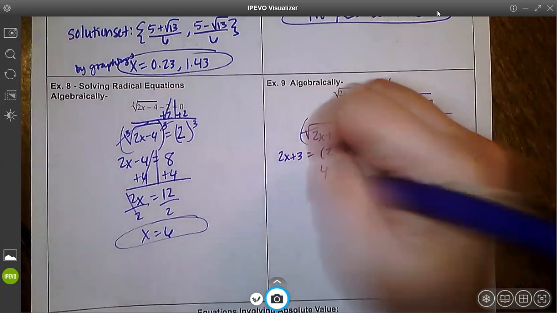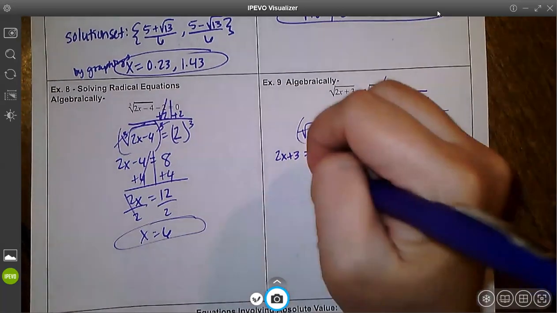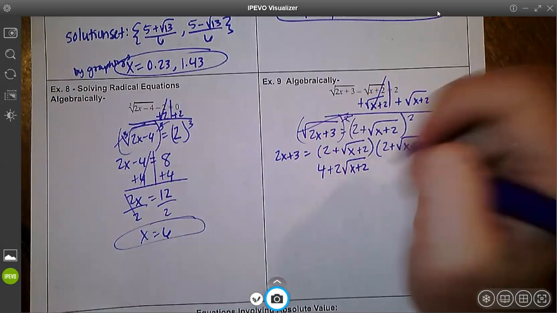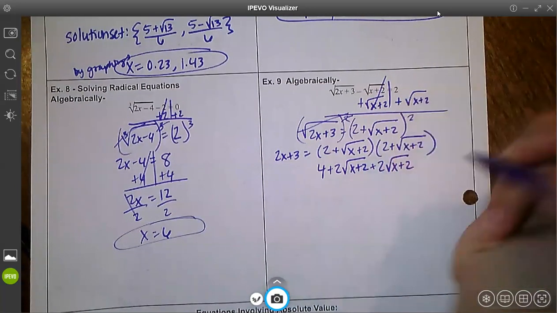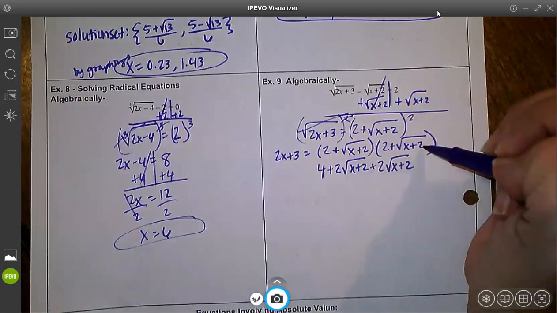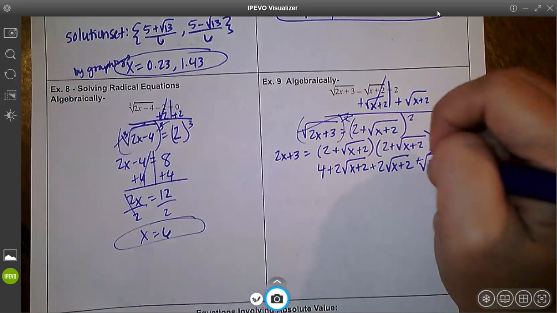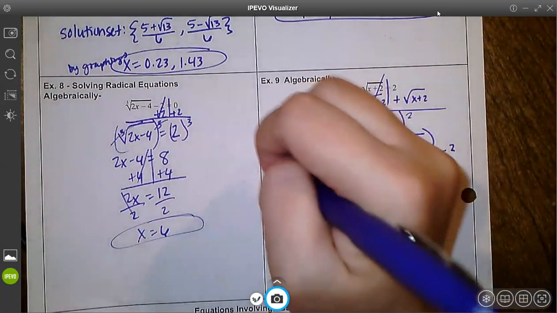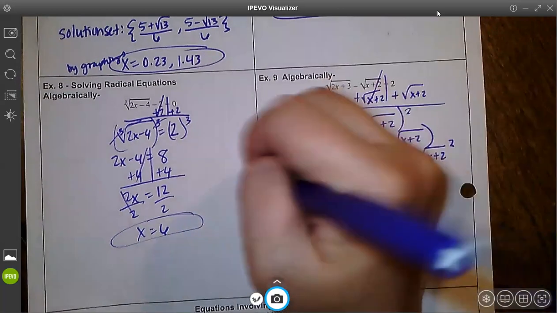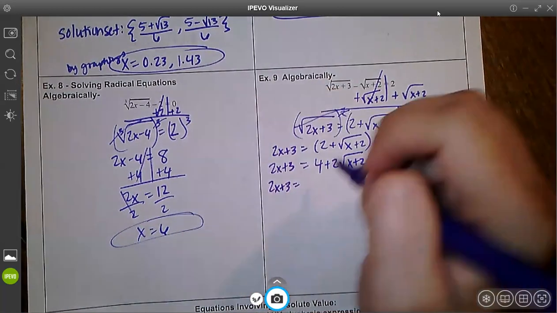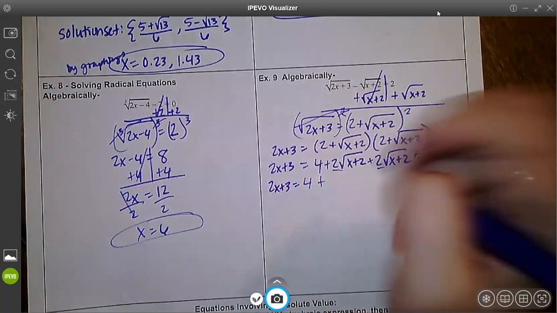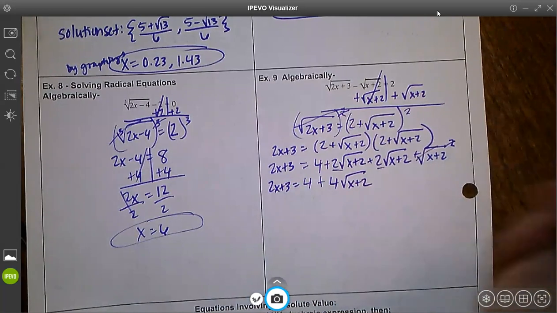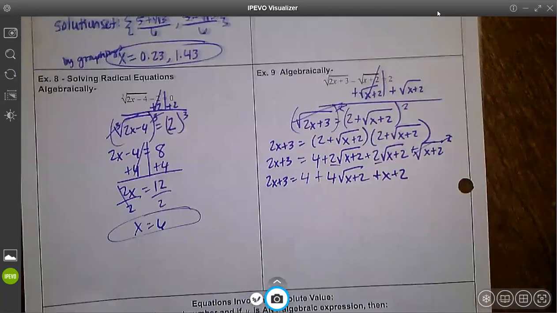So 2 times 2 is 4. 2 times the square root of x plus 2 is 2 root x plus 2. Square root of x plus 2 times 2, 2 root x plus 2. And then the square root of x plus 2 times the square root of x plus 2 is the square root of x plus 2 squared. Simplify this side. I have 4. I have 2 of the same thing here, so plus 4 times the square root of x plus 2. And then here the square root squared cancels. You have x plus 2.